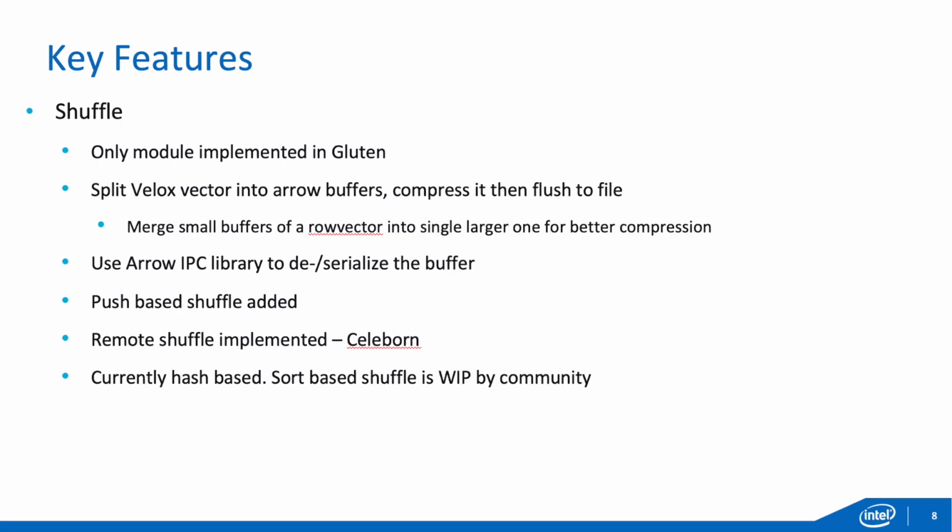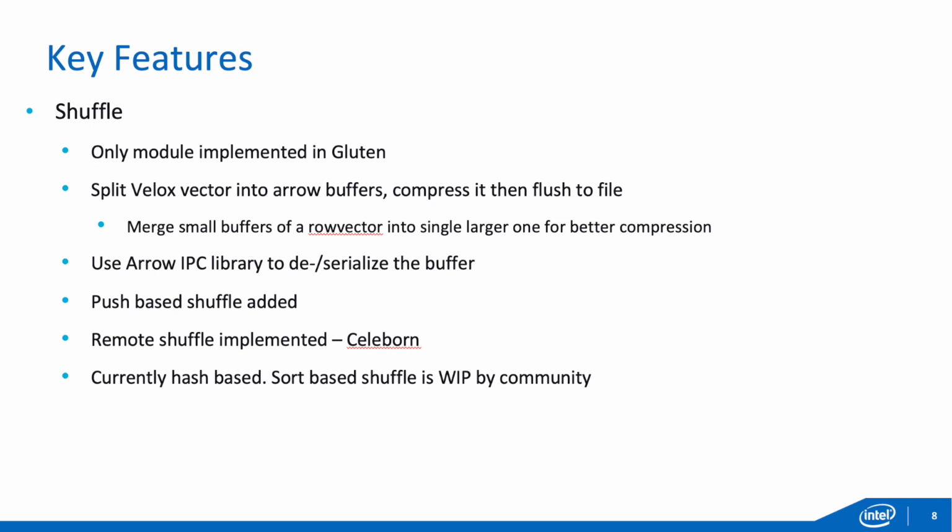The shuffle is the most important component in Spark. It's the only module implemented completely in Gluten today. It's not upstreamed, because the shuffle is very tightly coupled with the Spark kernel, so it's very hard to get a clean shuffle service from Spark and implement it all in native. It's also not necessary, because we can reuse Spark for the data transfer, and we can also reuse some optimizations in shuffle. It's not the performance-critical part.